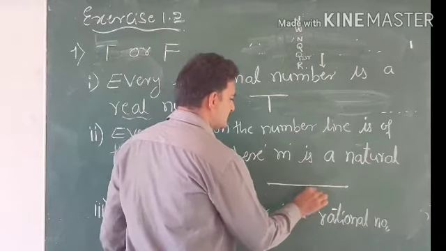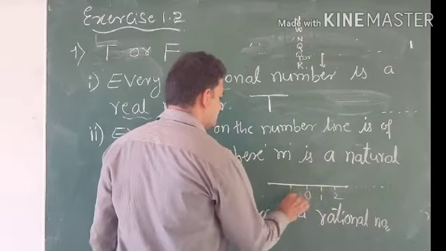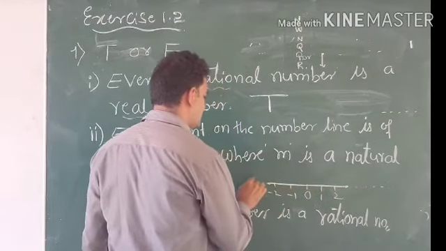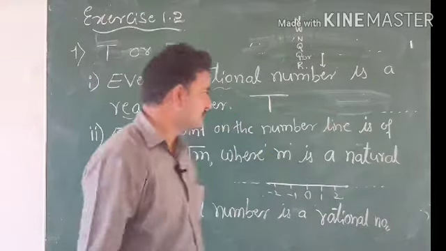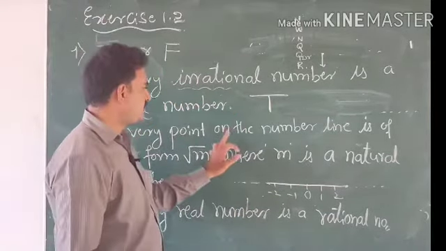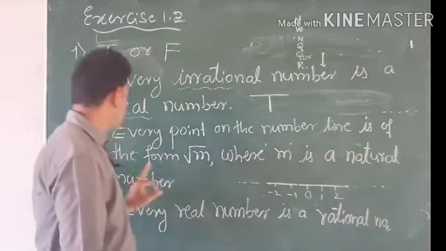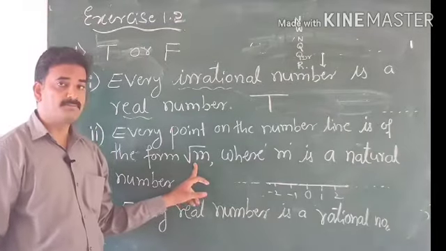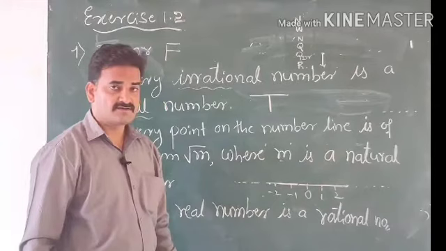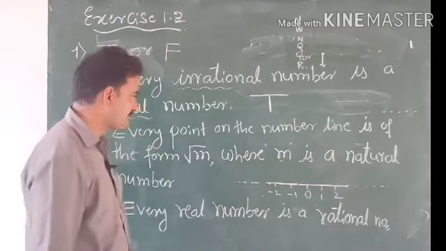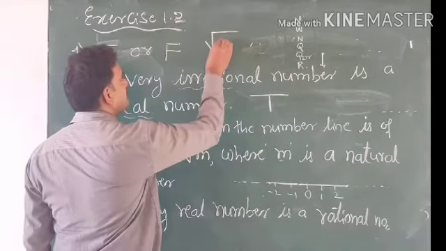So let us say 0, 1, 2, like that. Minus 1, minus 2. So many numbers are there this side. This side minus, that side plus. Every point on the number line is of the form root m, where m is a natural number. Try to understand very carefully. M is a natural number.